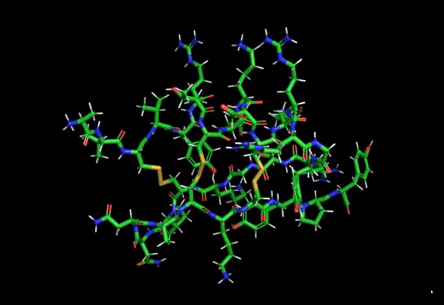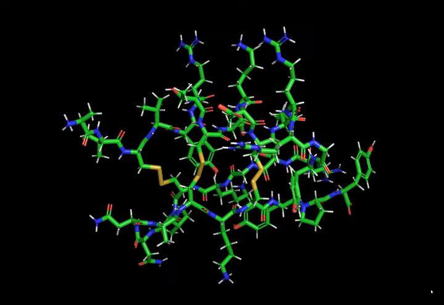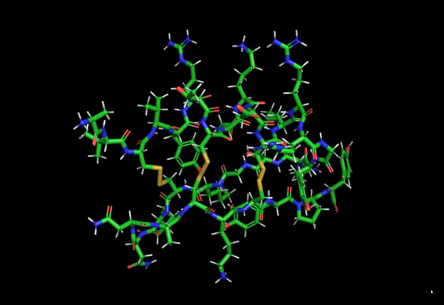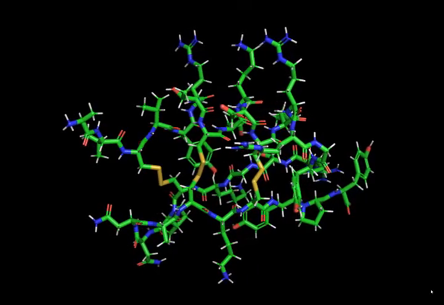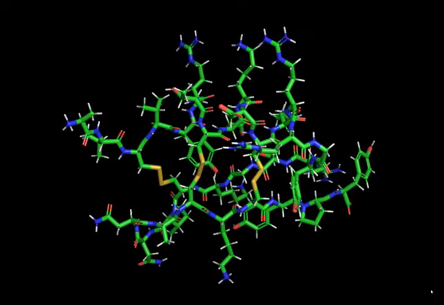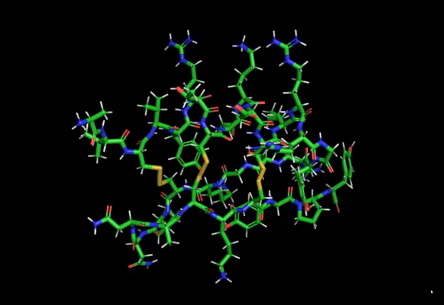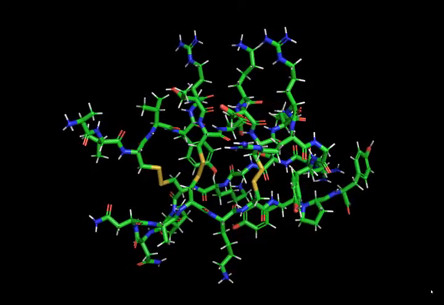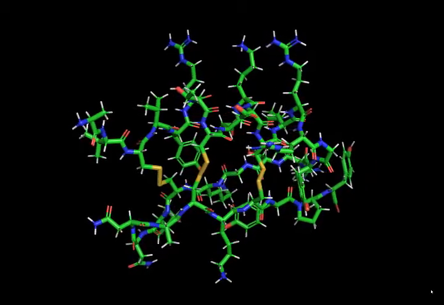Even though this is really a very small protein with only 32 amino acids, already you can see there's far too much detail in this image to really appreciate what's happening. So can we simplify this a great deal? Well, yes, we can hide all the amino acid side chains, all the R groups, and just concentrate on the shape of the protein backbone.